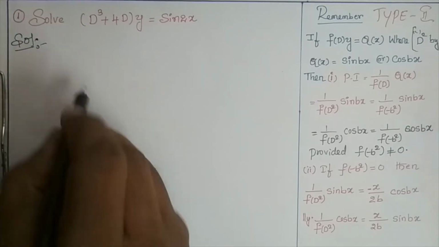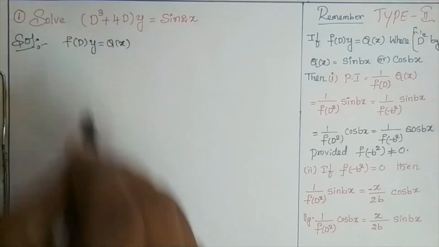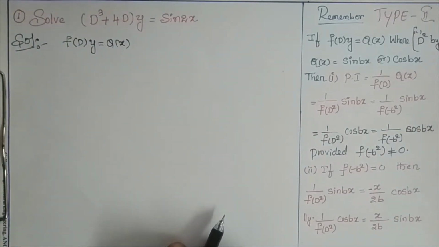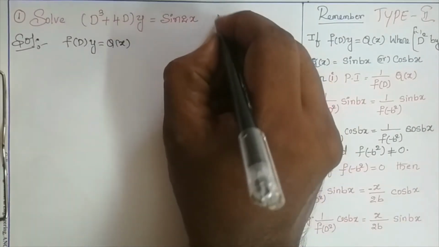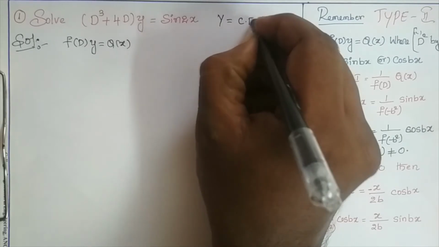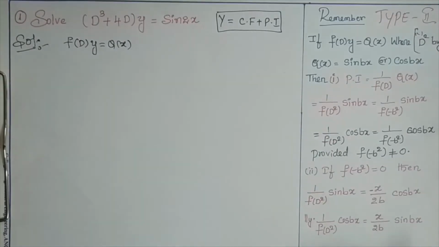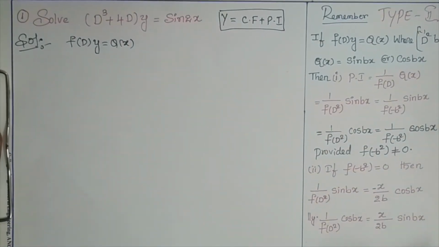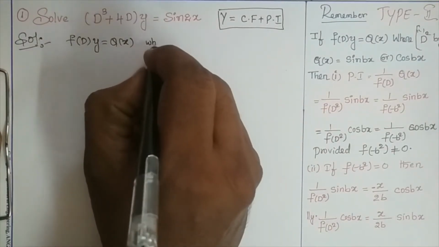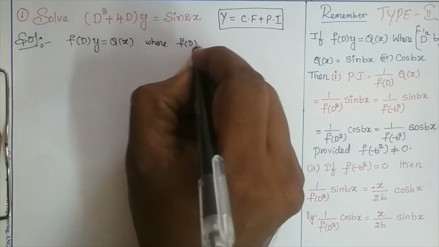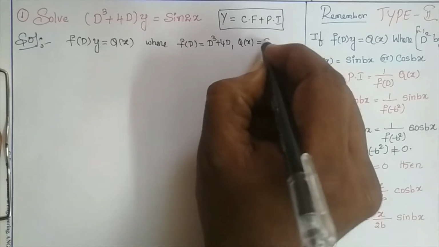First of all, it is in the form of f of D into y is equal to Q of x. This is the general form of the non-homogeneous linear differential equation. So what is the general solution of this differential equation? y is equal to CF plus PI. First we have to find the complementary function, then we will go to the particular integral. Here f of D is equal to D cube plus 4D and Q of x is equal to sin 2x.